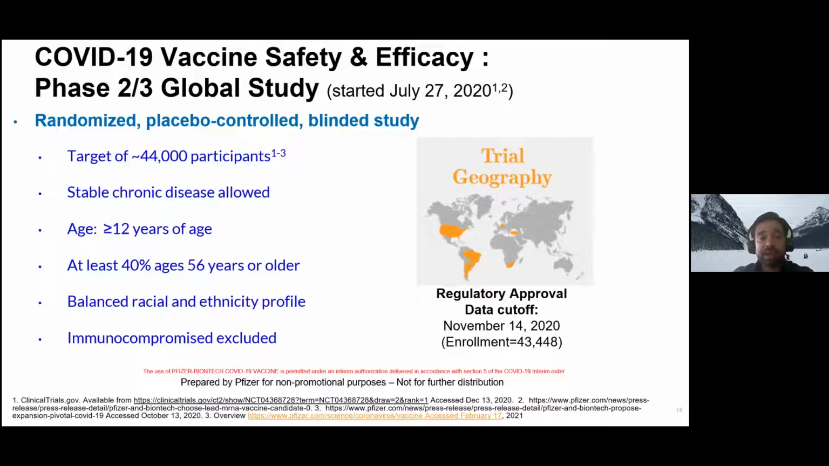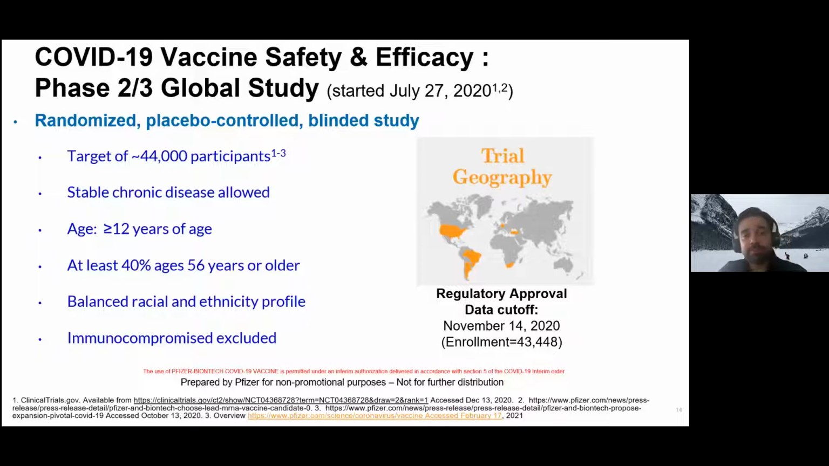And this trial now recruits 12 years of age and older in it. When we submitted the data for regulatory approval and for publication, the data cutoff was November 14, and at that point we submitted data for 16 years of age and older. But now we have completed the recruitment of 12 to 15 years of age and older. But the data that I will be presenting today are from our publication that came out in New England Journal of Medicine in December, and that shows the data 16 years of age and older.